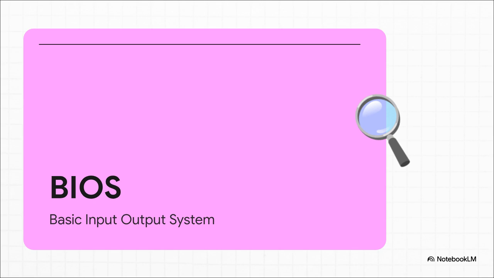BIOS. Basic Input-Output System. You might literally never see this unless you're digging deep into your system settings, but it's incredibly important. The BIOS is the fundamental firmware that wakes up all that hardware we just talked about, the RAM, the CPU, the storage, the moment you press the power button. It makes sure they're all ready to talk to each other before your operating system even begins to load.